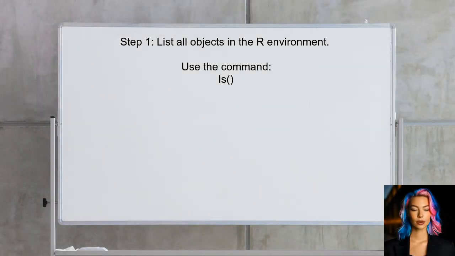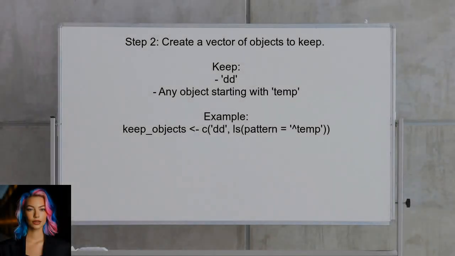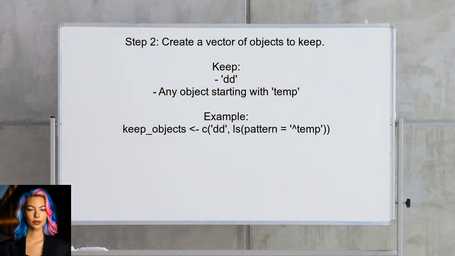To begin, the user should first list all the objects currently in the R environment. This will help identify what needs to be removed and what should be kept. Next, the user can create a vector that includes the names of the objects they want to keep. This includes the data frame named DD and any data frames that start with temp.